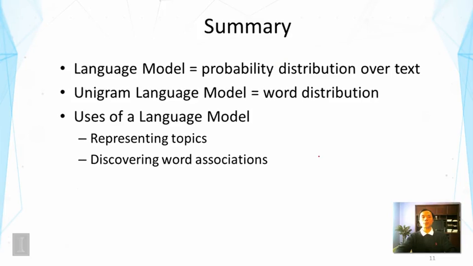So in this lecture, we talked about the language model, which is basically a probability distribution over text. We talked about the simplest language model called unigram language model, which is also just a word distribution. We talked about the two uses of a language model. One is to represent a topic in a document, in a collection, or in general. The other is to discover word associations. In the next lecture, we're going to talk about how language model can be used to design a retrieval function.